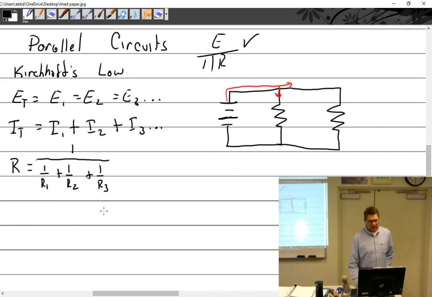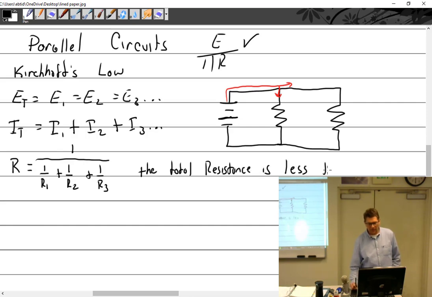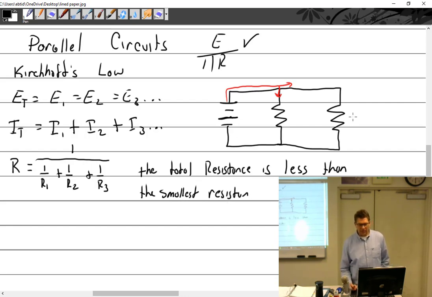And another thing I will tell you is the total resistance is less than the smallest resistor. So if one of these is 1 ohm and this one is 2 ohms, guess what the resistance is going to be less than? Less than 1. Those are the rules. And why is that? Because it seems kind of crazy.